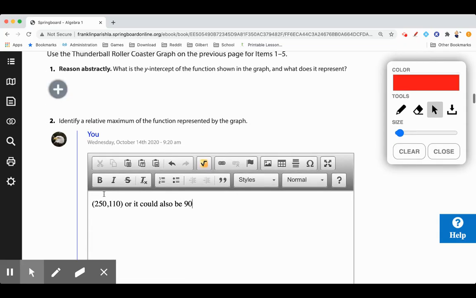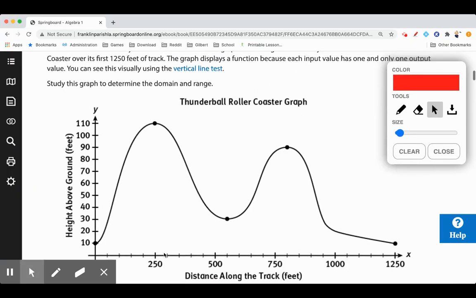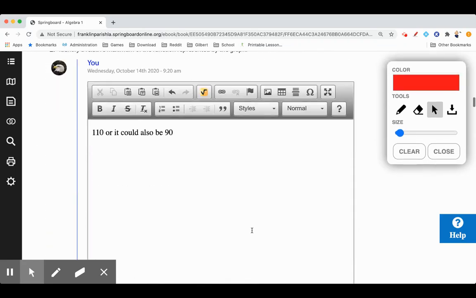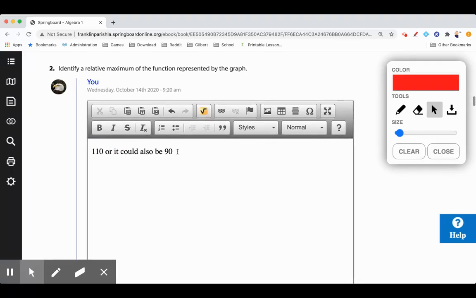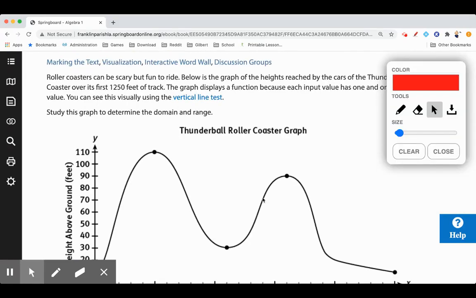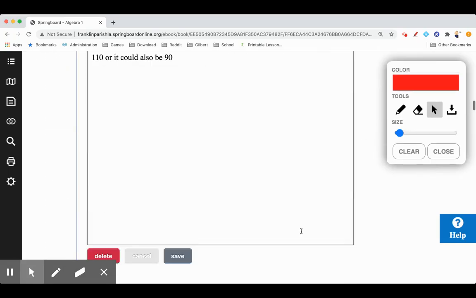Okay, I'm just going to delete this one. Let's put 110, or it could be at 90. 250, 110, or let's say 800. It could be at 90, at 800. So 110 is a relative maximum, or 90 could also be a relative maximum. That's where they reach their highest points.